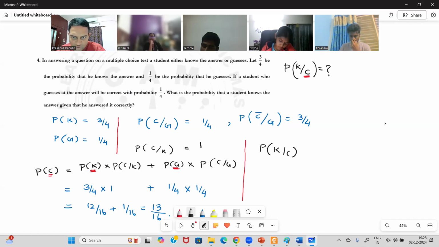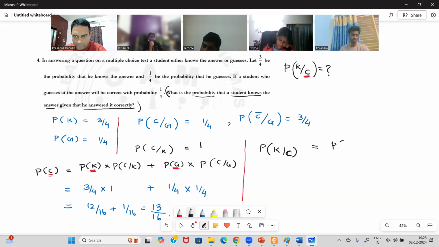How did you identify that this is what we need to find? Because the first event which has occurred is that he gets the answer correct. Yes. And moreover, if you see the question, what is the probability that the student knows the answer, given that he answered it correctly, isn't it? Yes. So knows the answer, K, is first, given that he answered it correctly, right? So now tell me the formula for this, Ranika.